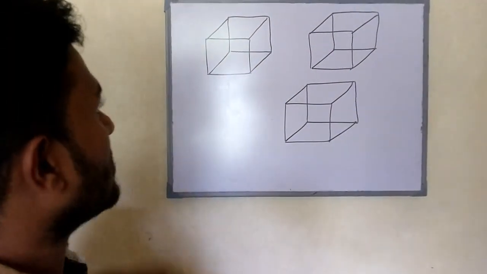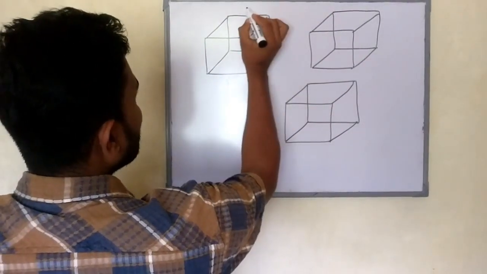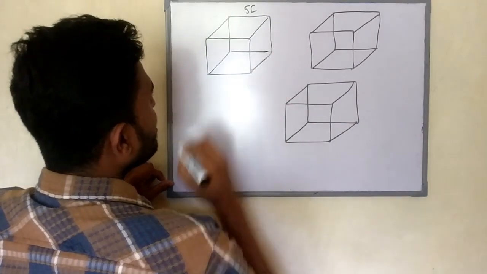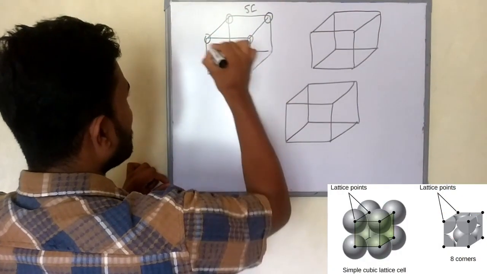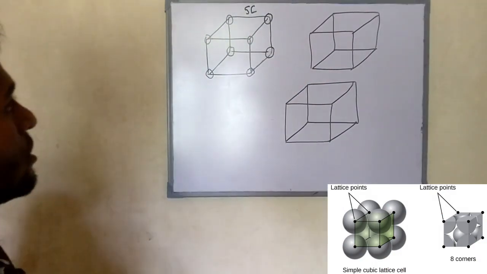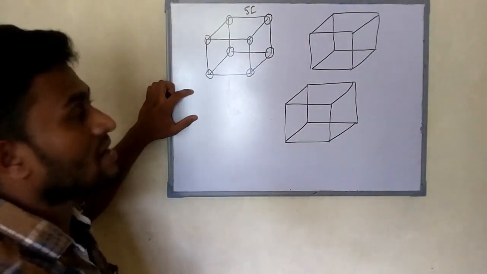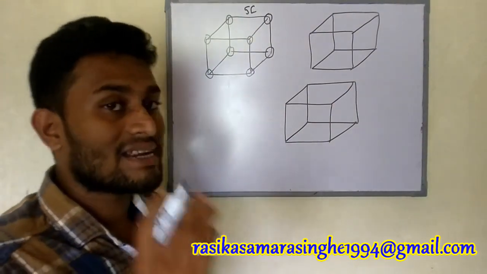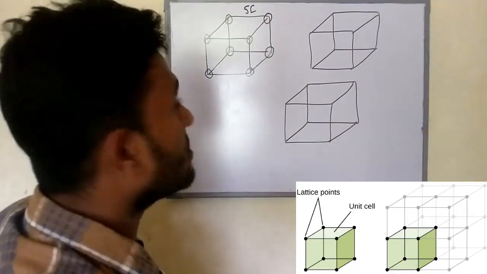So first of all, let's focus on these main three cubes. If you think this is the simple cubic system, normally in simple cubic systems there are 8 atoms in the corner. So now we want to find out the lattice point or number of atoms in a given unit cell. Actually the unit cell is the smallest repeating unit for a crystal.